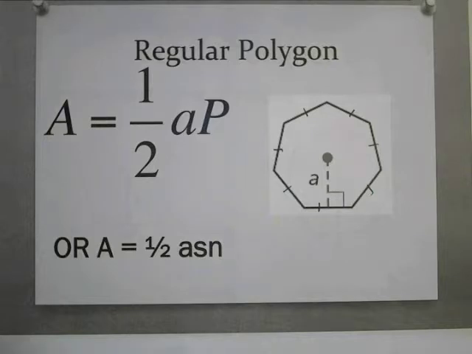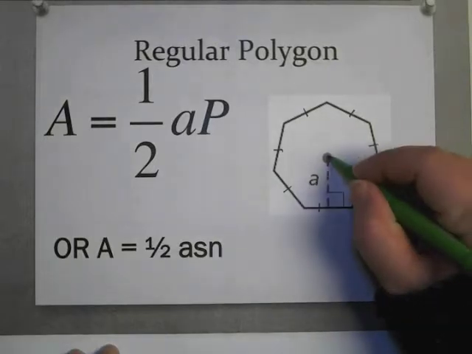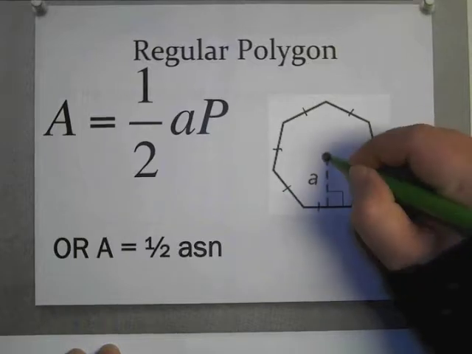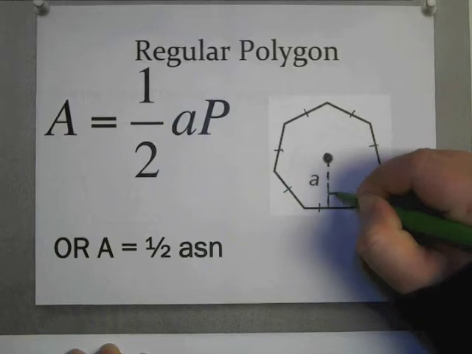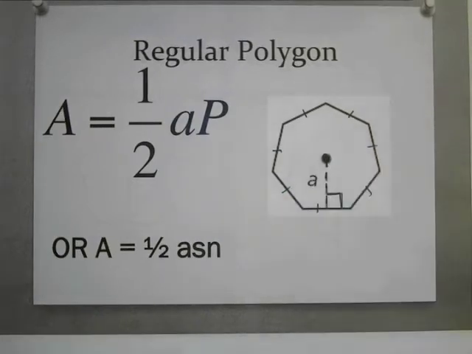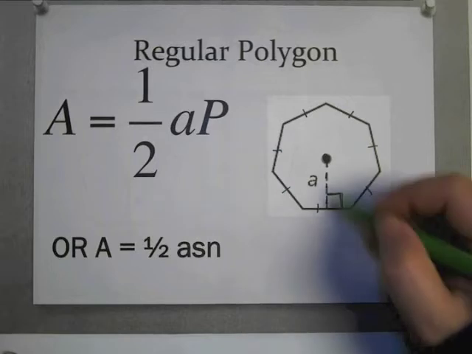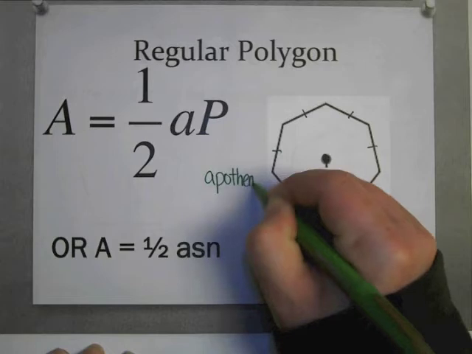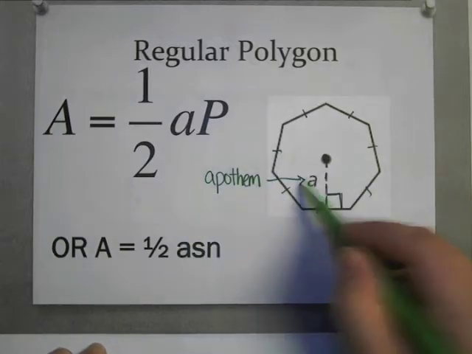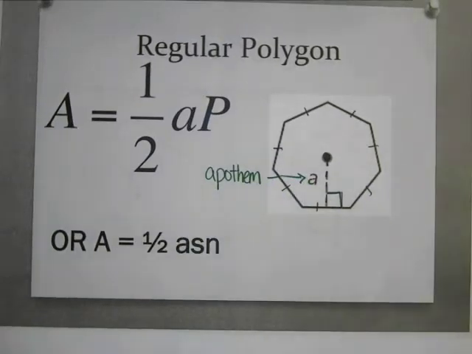Now, what we need to know first is what this is right here. It's this distance that forms a 90-degree angle from the center of the figure to one of the sides, any of the sides really. It's going to be the same. It kind of acts like the radius of a circle. But this is called the apothem. So the apothem is what that little A stands for. It's the distance from the center to the side of the polygon.